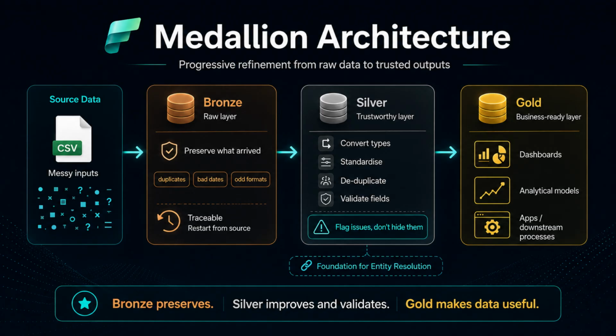Then finally, we have gold. Gold is where we shape the data around whoever is actually going to use it. That might be a dashboard, an analytical model, another application, or some downstream process. So a simple way of thinking about the three layers is: bronze preserves what arrived, silver improves and validates it, gold makes it useful, and that silver layer becomes particularly important for the second part of the demo.